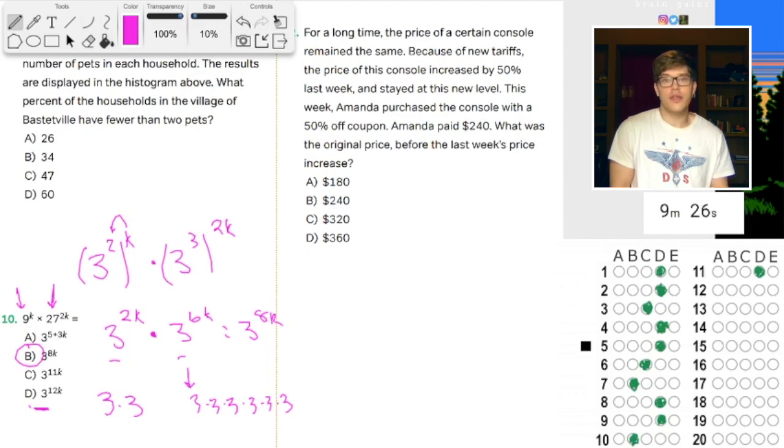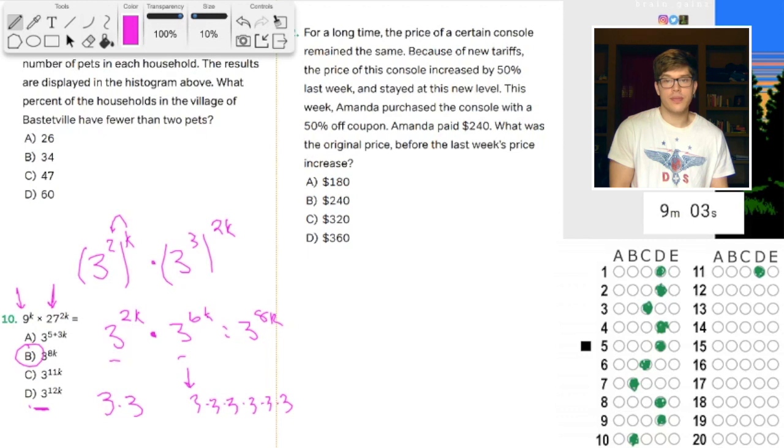Okay, let's look at 12. For a long time, the price of a certain console remained the same because of new tariffs. The price of this console increased by 50% last week and stayed at this new level. The week Amanda purchased the console with a 50% off coupon, Amanda paid $240. What was the original price before last week's price?